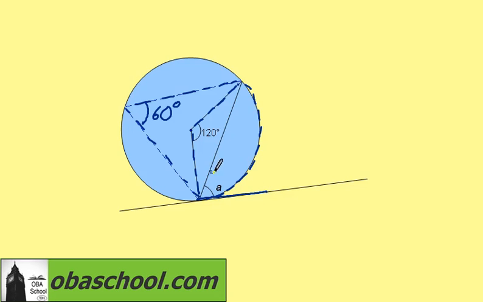Once found, we can then use the alternate segment theorem. We can state, using the theorem, that A is equal to 60 degrees.